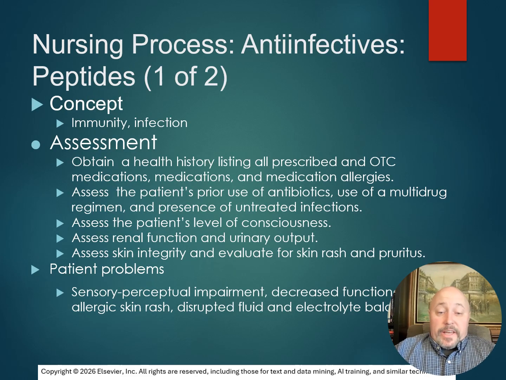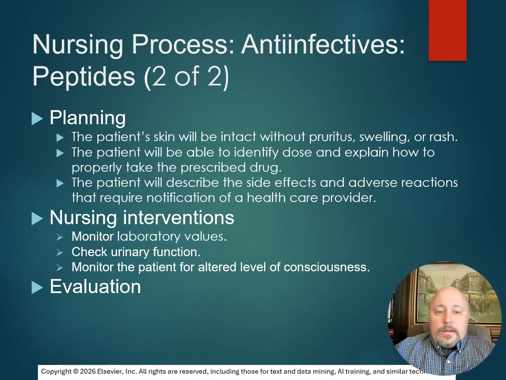For peptides, we again want to obtain a health history listing all prescribed and over the counter medications the patient could be taking. We also want to assess the patient's prior use of antibiotics, as well as the use of multi drug regimens and the presence of any untreated infections. For planning, the patient's skin will be intact without pruritus, swelling, or rash, and the patient should also be able to identify any dose and explain how to properly take the prescribed drug. The patient will also describe the side effects and any adverse reactions that will require notification of the healthcare provider.